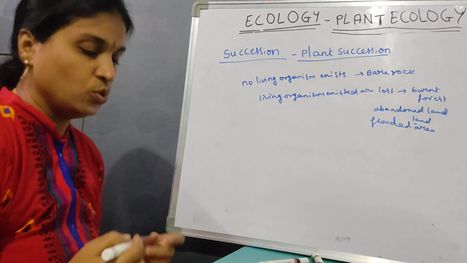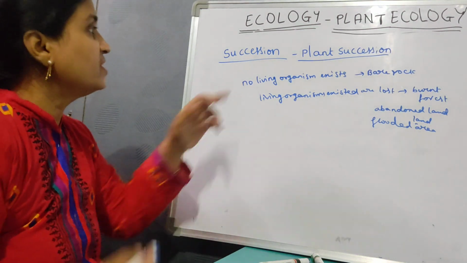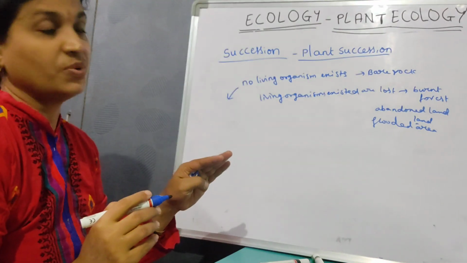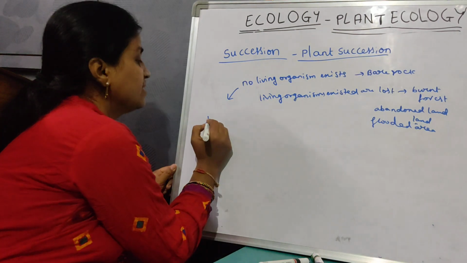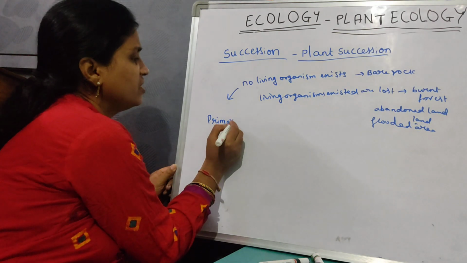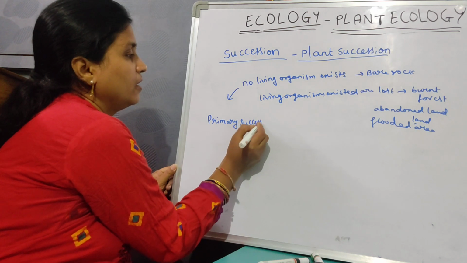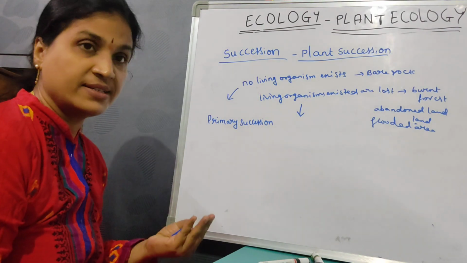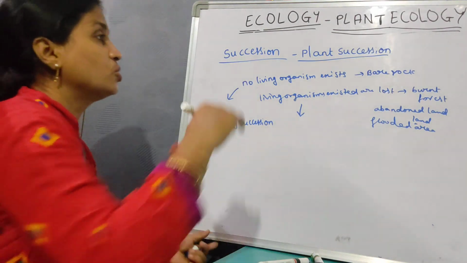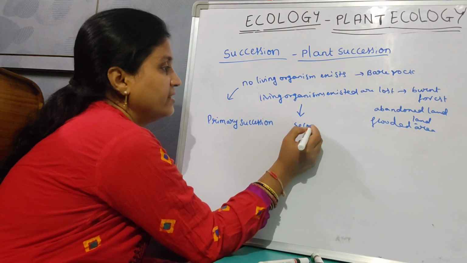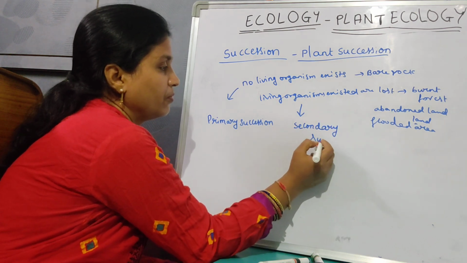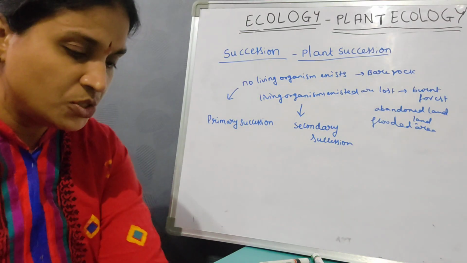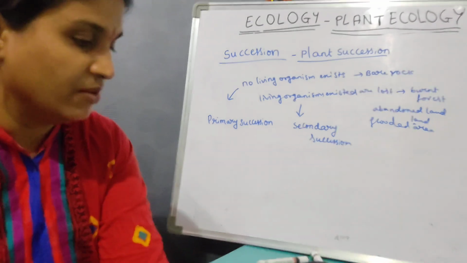So it can exist in two types. The first is the succession where no living organisms were there. That type of succession is called primary succession. Then the succession where living organisms existed, but later on they were lost, is called secondary succession. In detail, with examples, we are going to study these now.